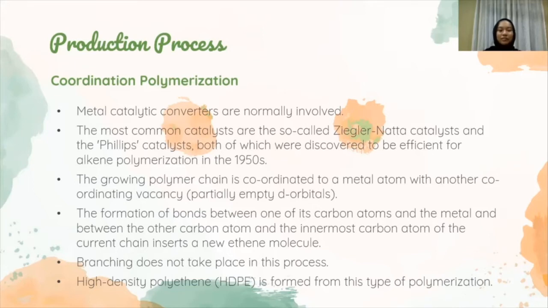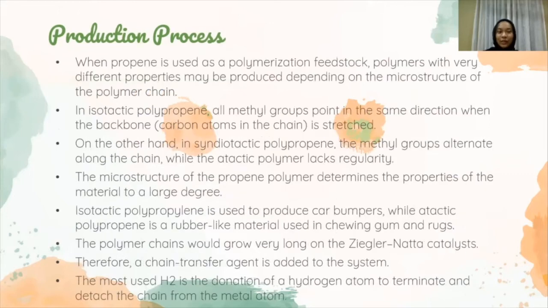Bonds form between one of the alkene's carbon atoms and the metal, and between the other carbon atom and the innermost carbon atom of the current chain, which inserts a new ethene molecule. High-density polyethylene, HDPE, is formed from this type of polymerization. When propene is used as a polymerization feedstock, polymers with very different properties may be produced depending on the microstructure of the polymer chain. The structure of the propene polymer determines the properties of the material to a large degree.